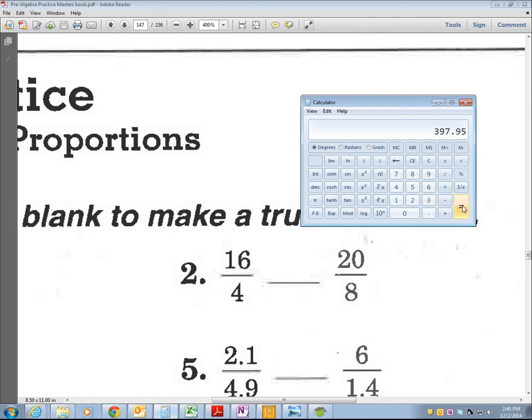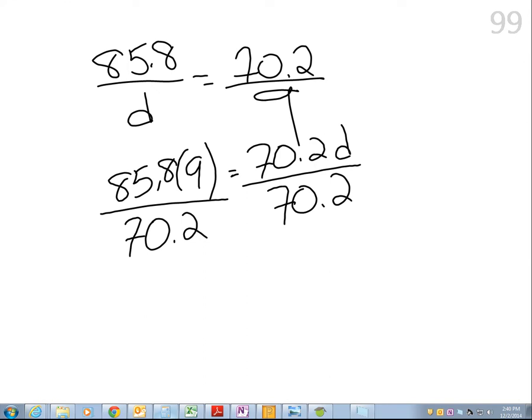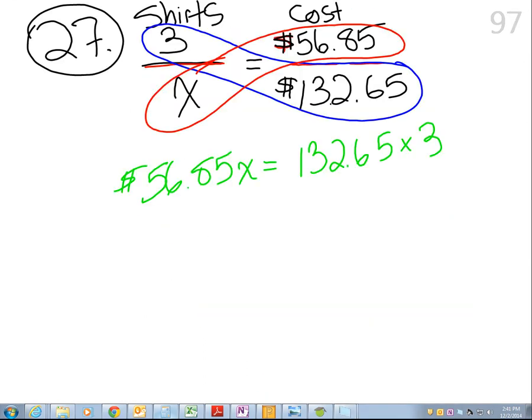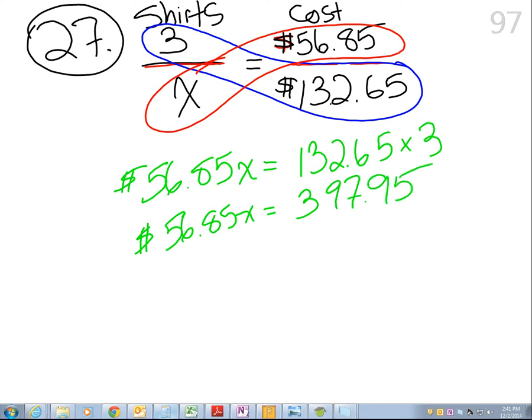Okay, so 397.95. So we have 56.85x equals 397.95. The major problem, the trick about this one, is just making sure that you have the cost on one side and the shirts on the other.